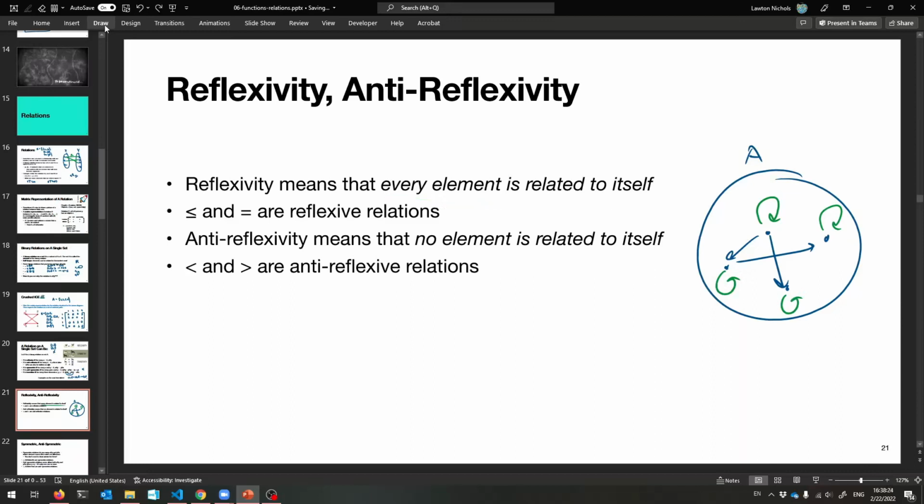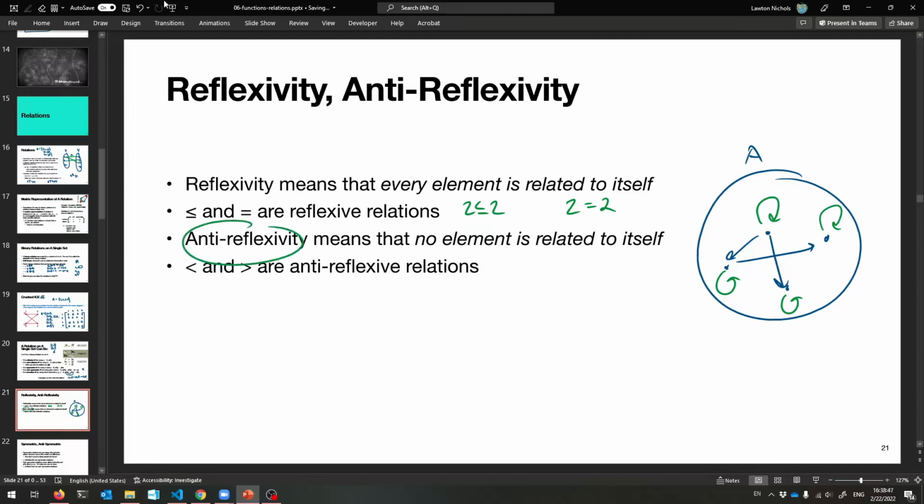Okay? So there are a lot of nice reflexive relations. We know that less than or equal to is a reflexive relation, right? Every number is always less than or equal to itself. Equality is, of course, a reflexive relation. It's only ever the case that a number is equal to itself, right? So that reflexivity comes up a lot in the wild.